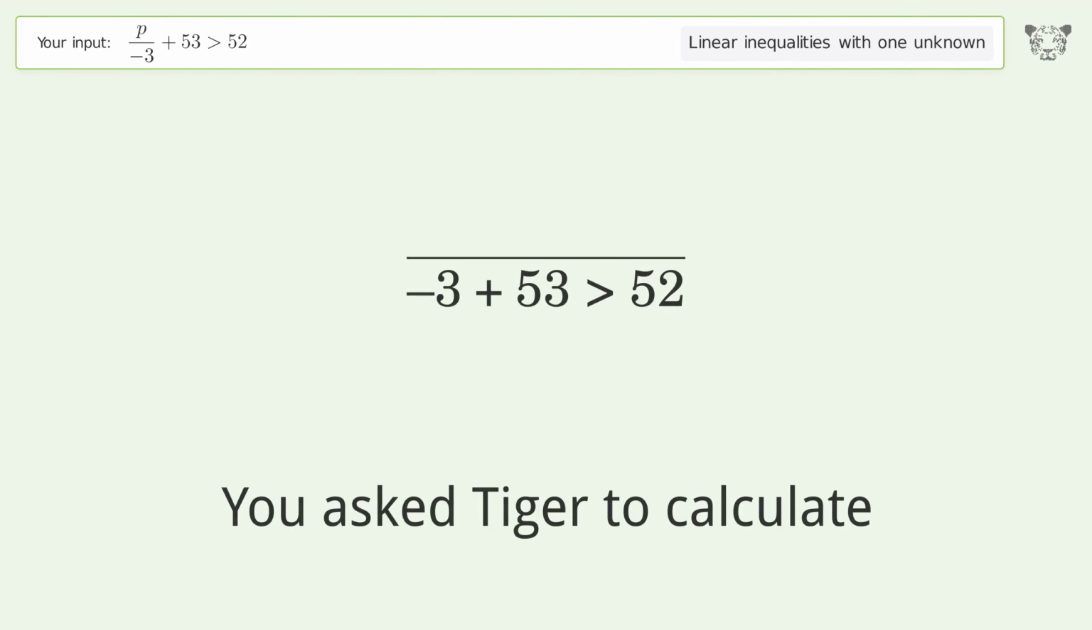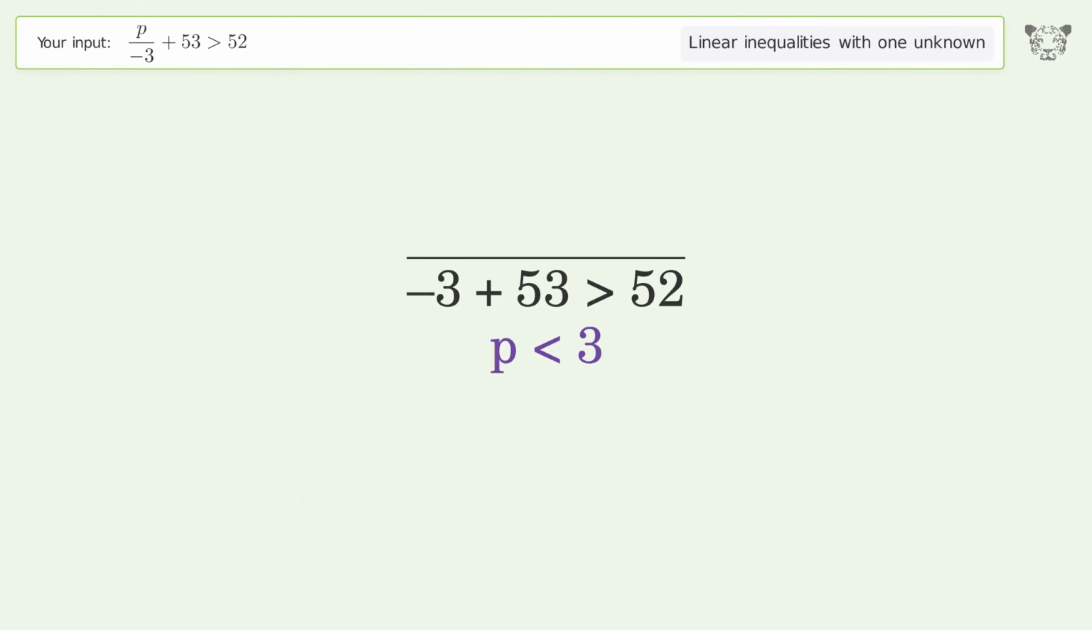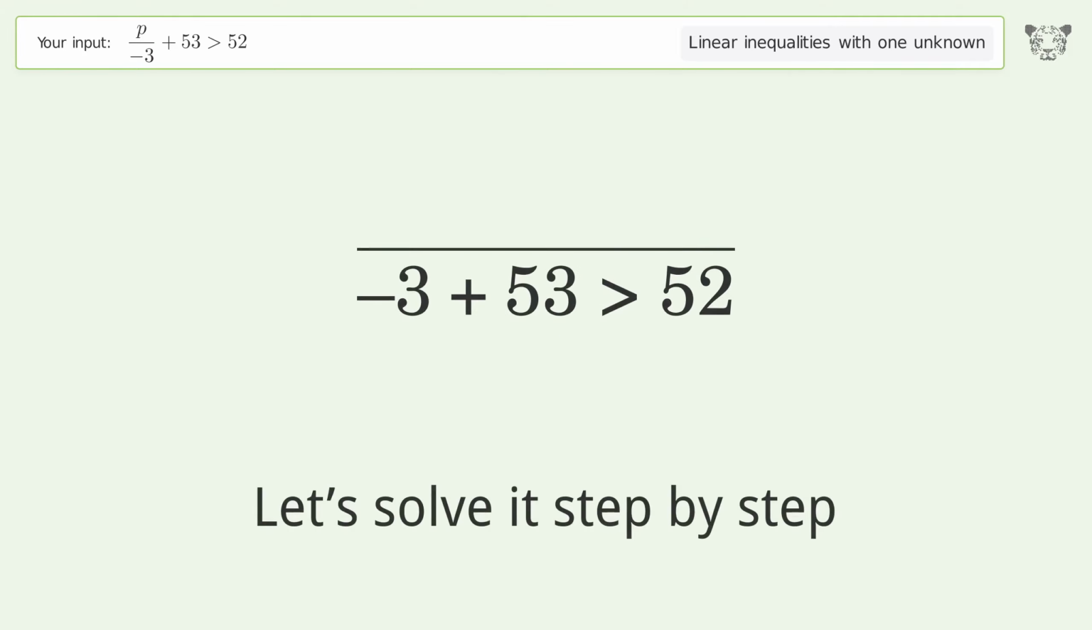You ask Tiger to calculate. This deals with linear inequalities with one unknown. The final result is p smaller than 3. Let's solve it step by step.